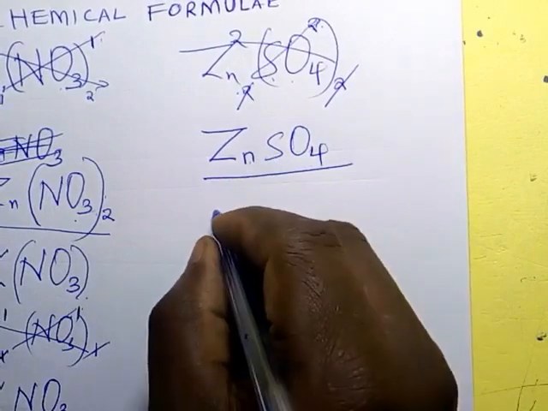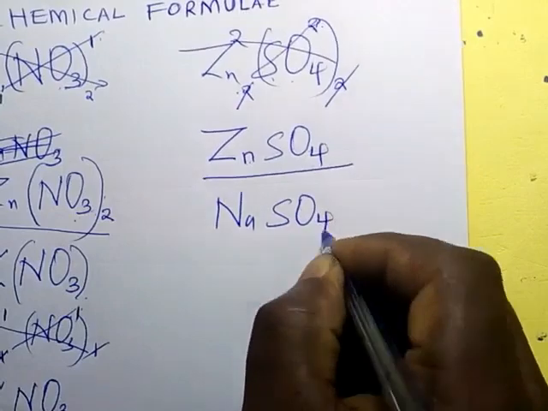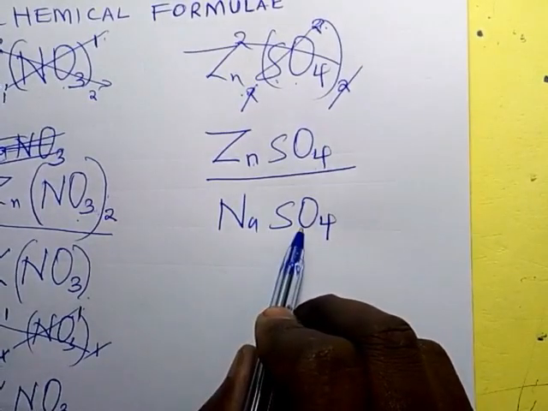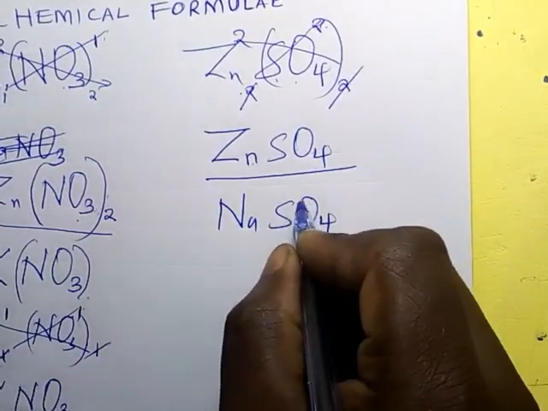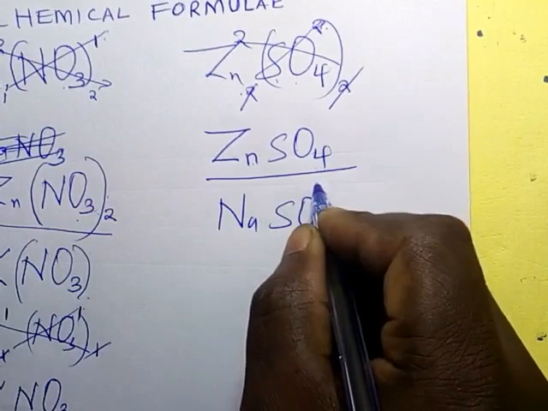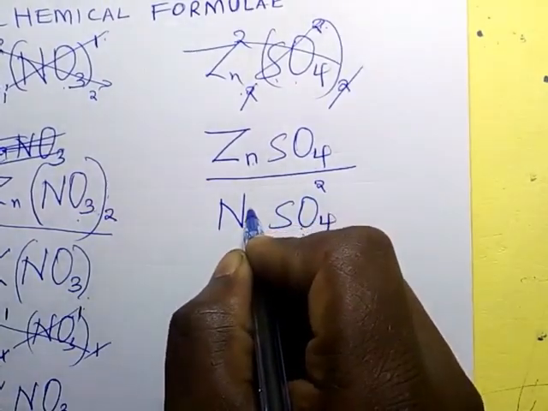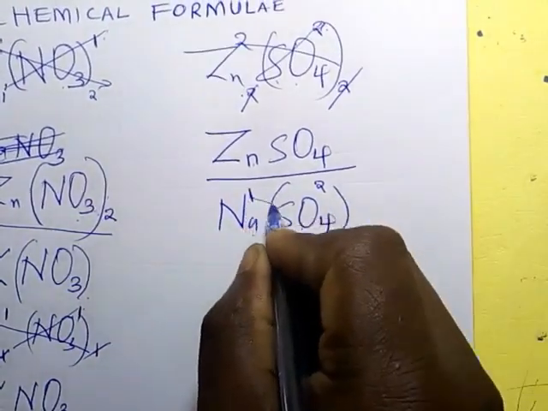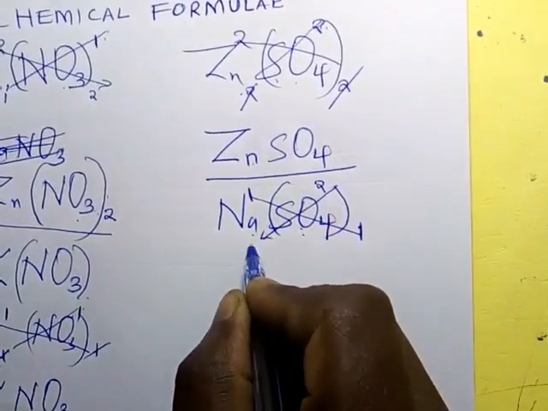Sodium sulfate. If you write it like this, you will be very wrong. Sodium sulfate: the sulfate itself has a valence of 2. Sodium is atomic number 11, 2, 8, 1. Therefore, it has a valence of 1. So this one transfers 1 here, and this one brings 2 here.